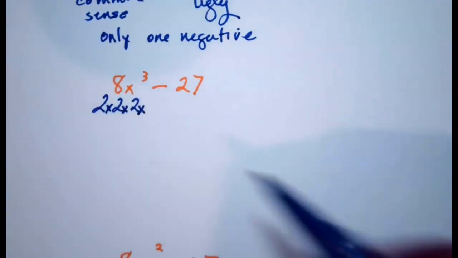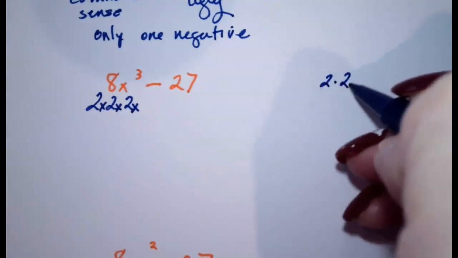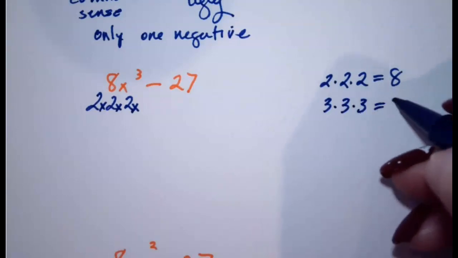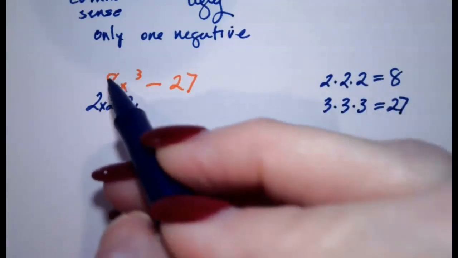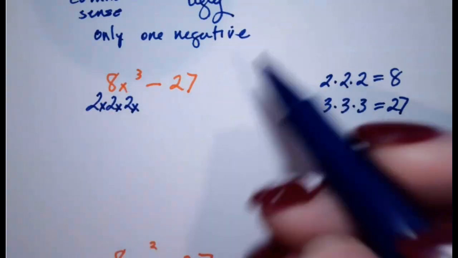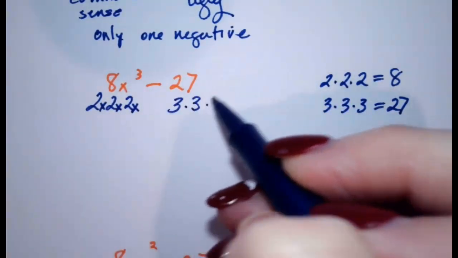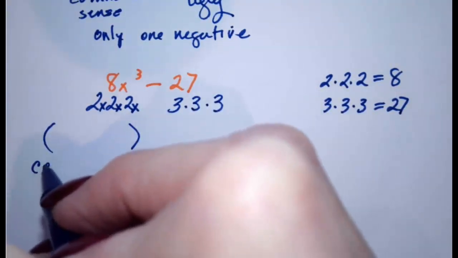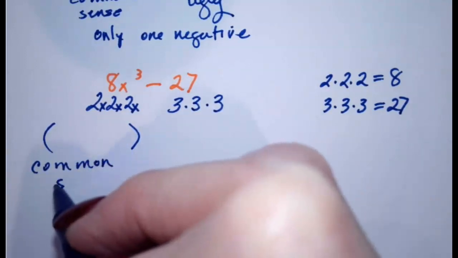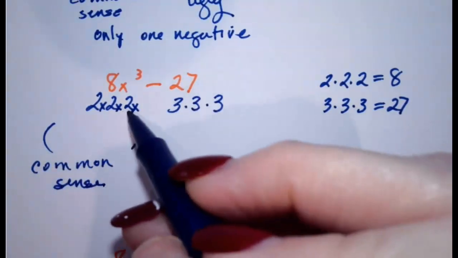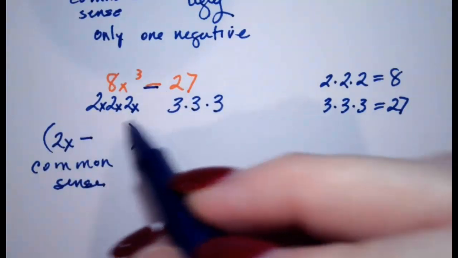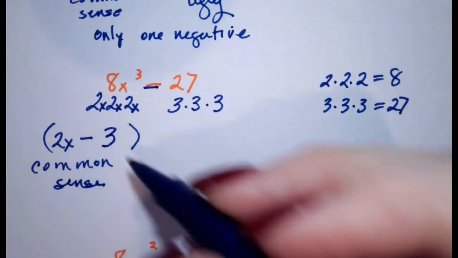Next one. 2x, 2x, and 2x. That's 8, isn't it? Because we discussed how 2 times 2 times 2 is 8, and 3 times 3 times 3 is 27. So that's 2x, 2x, 2x. 3, 3, and 3. Then what is my common sense? Well, my common sense says 2x minus 3. 2x minus 3.